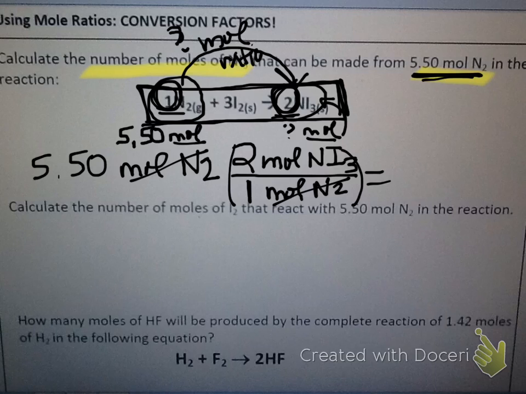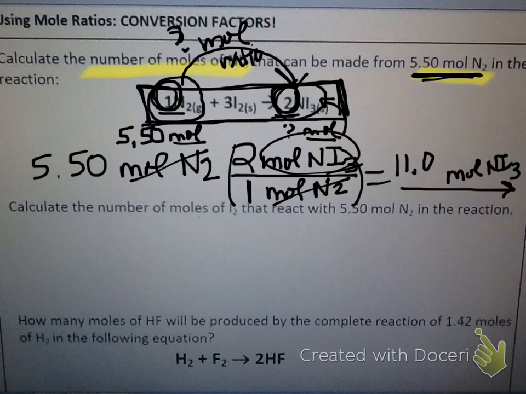So now we've set our problem up. We've converted to moles of nitrogen triiodide, so that will be our unit. And we've got 5.50 times 2. That's 11.0 with 3 significant figures. So that's our answer there.